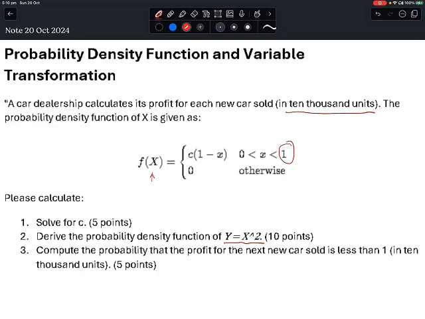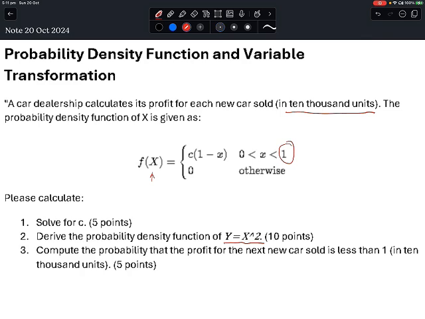Hi everyone, today we are going to discuss a probability density function and the variable transformation problem in the statistics lesson. We will work through the problems step by step and solve for the constant and calculate an important probability. The problem involves a car dealership calculating the profit for a new car show, and we will use a probability density function and transform it to solve it. So let's look at the full question.